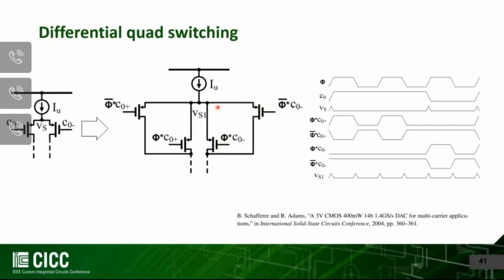So basically, at each clock cycle, there is always one switch which is turned on and all the others are off. So there is always a disturbance at VS, no matter what the code is. And the current is still going in the direction determined by the code. And in this way, we have realized this code independent. This happens all the time, but it's code independent.